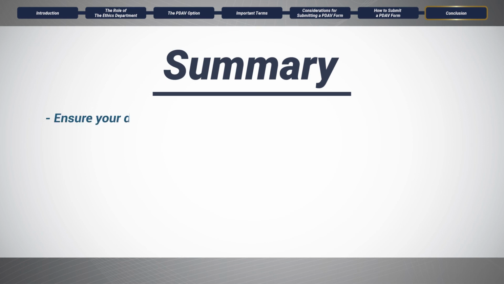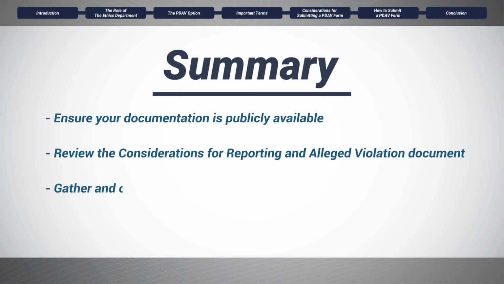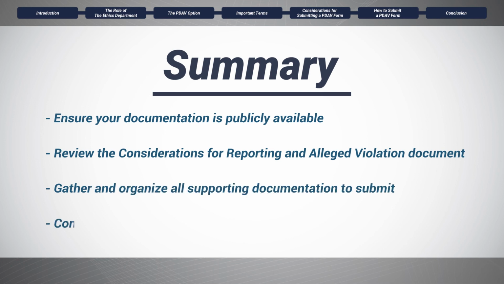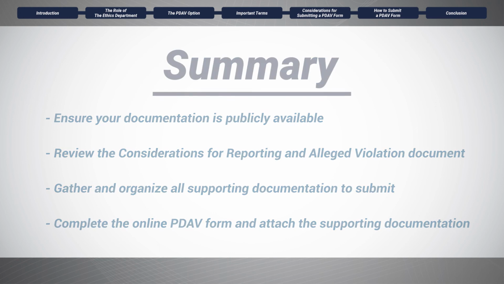First, make sure your supporting documentation meets the definition of publicly available. Then, review the relevant considerations for reporting an alleged violation document to determine whether you should move forward with your submission. And remember that it's rarely a bad idea to have a conversation with the individual to see if the issue can be addressed without a notice. If you decide to submit, gather and organize your supporting documentation. Finally, complete the publicly documented alleged violation form and submit it with the supporting documentation you collected.